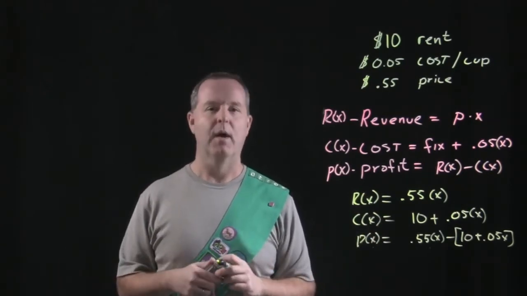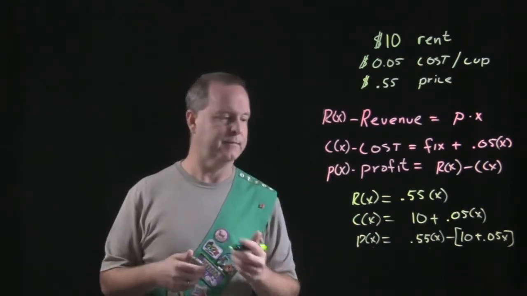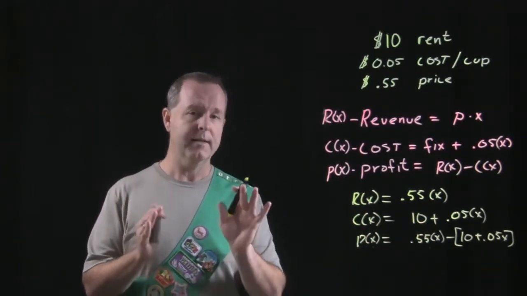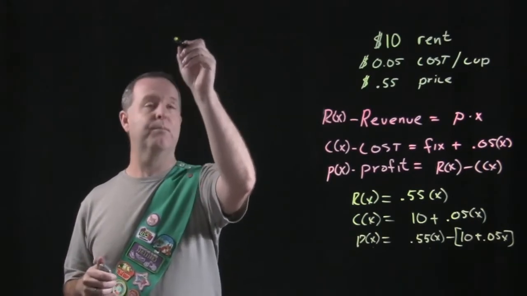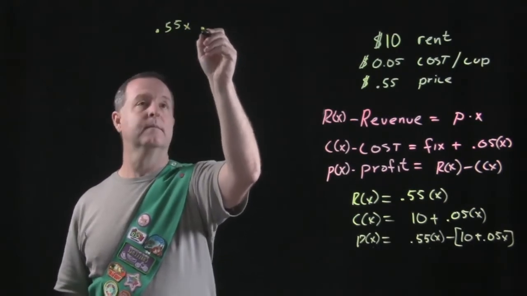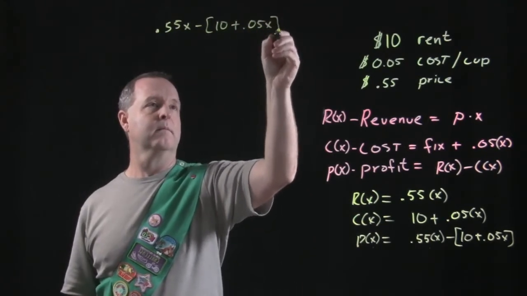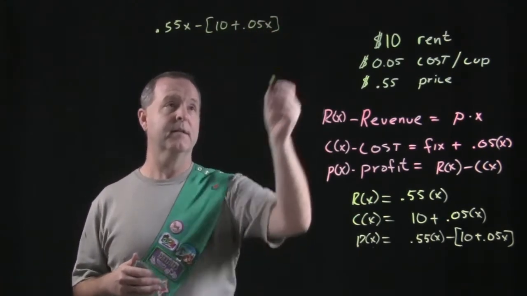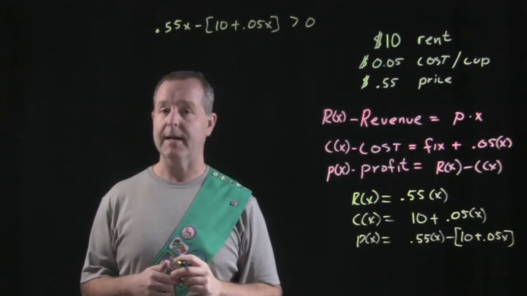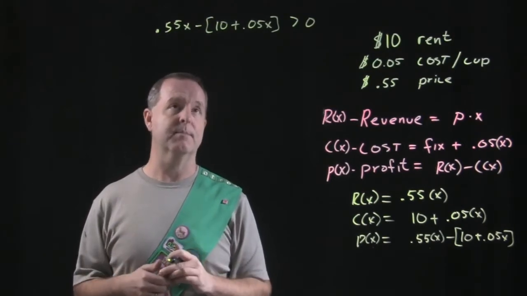So let's find out. How many cups do the girls have to sell in order to start to turn a profit? Well, what's your guess? First of all, while you're doing that, let me set this up in our inequality form to help give us the right format. So we know that our profit function now is 0.55x minus the cost, all of that, which is my profit, we want that to be greater than 0. It's at that point we start making a profit.